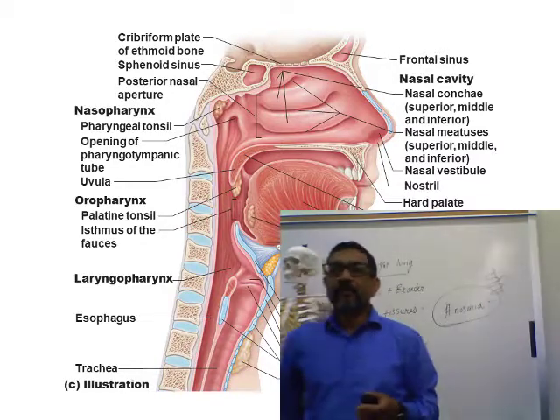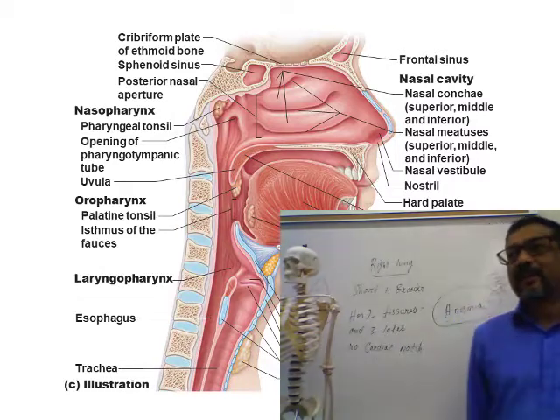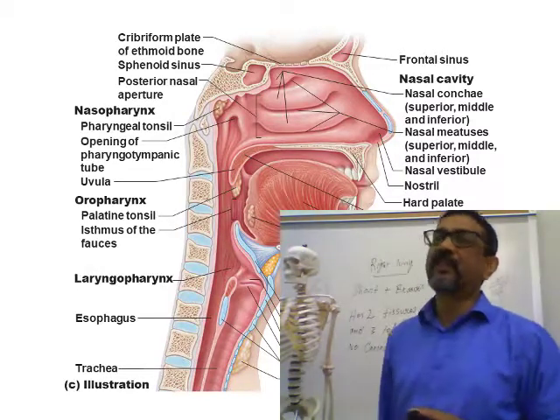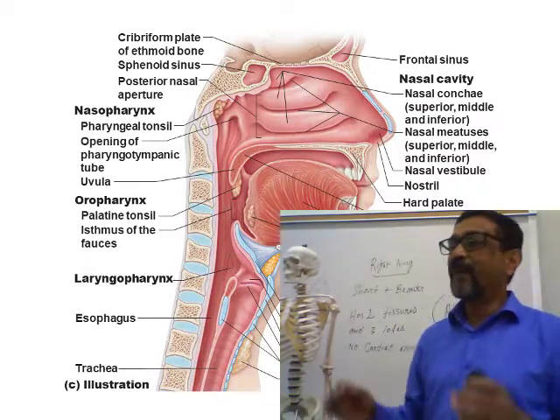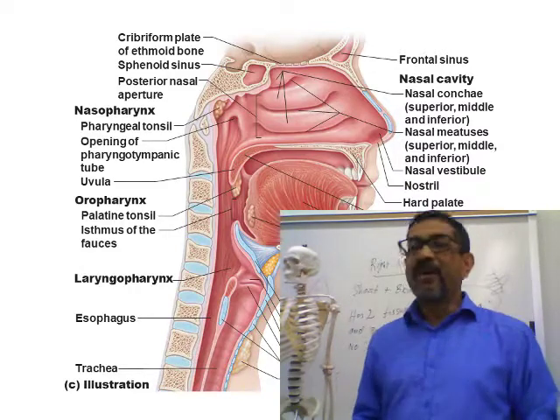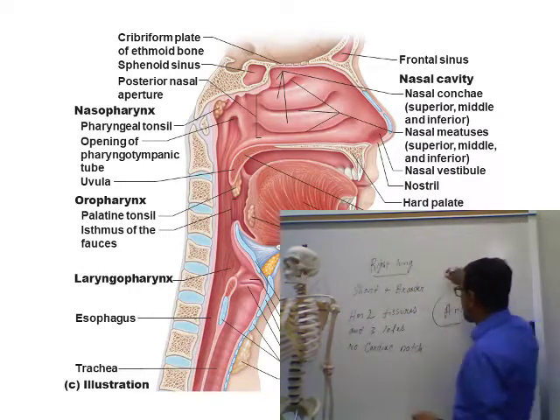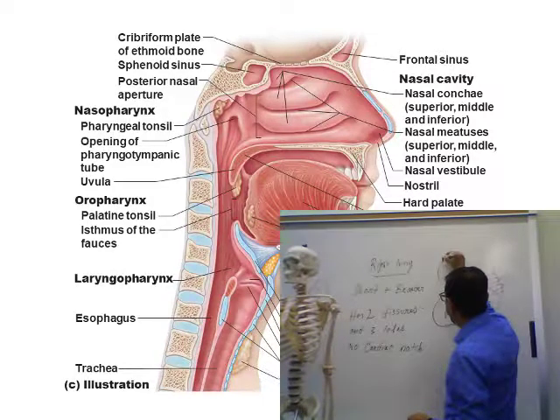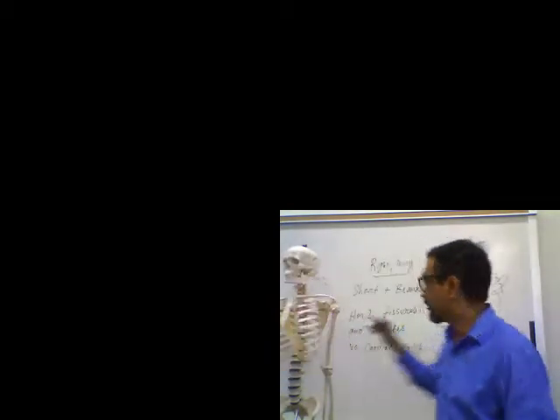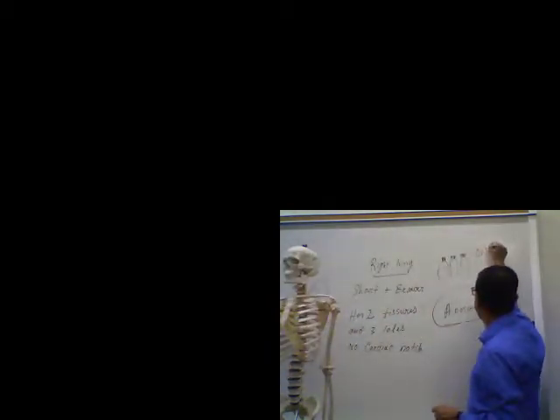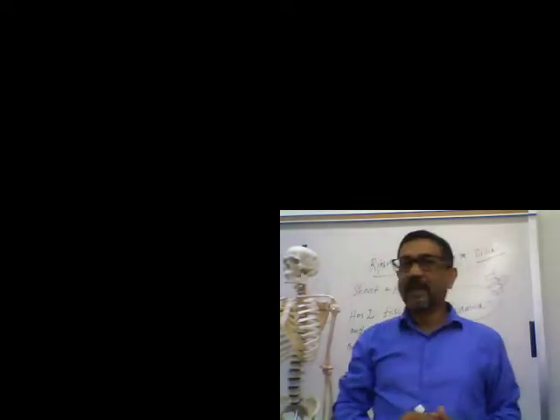The mucosa of the nasal cavity has what kind of epithelial lining? Pseudostratified ciliated columnar. Remember, in the upper part of the respiratory tract, you have pseudostratified columnar. Why? Because you all know that pseudostratified columnar cells have cilia. That's why it is also called pseudostratified ciliated columnar, because of cilia, soft hair-like structures, cilia. And in your upper respiratory organs, you have ciliated columnar.